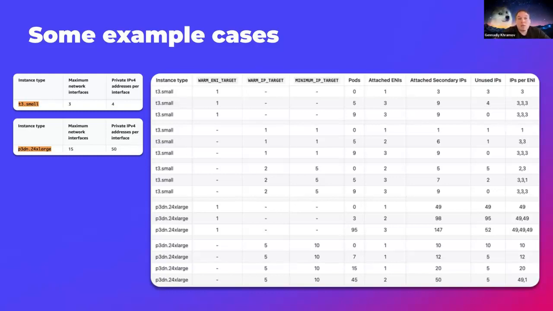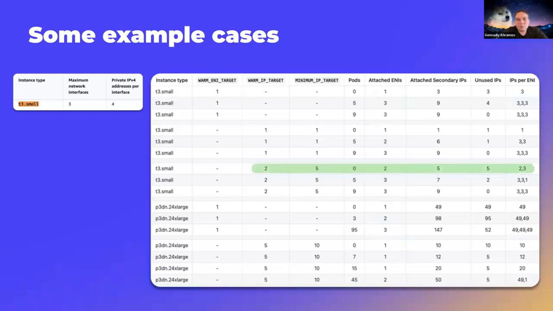So there are 2 different node instances in this example: a small one, T3 small, and a large one. If we use the default setting with only warm ENI target, then it will always try to allocate one more ENI with a full IP address pool on it, never mind if there are a lot of pods or not. And if we use warm IP target and minimum IP target, we can set the minimum IP addresses on the node and free IP addresses in the pool.